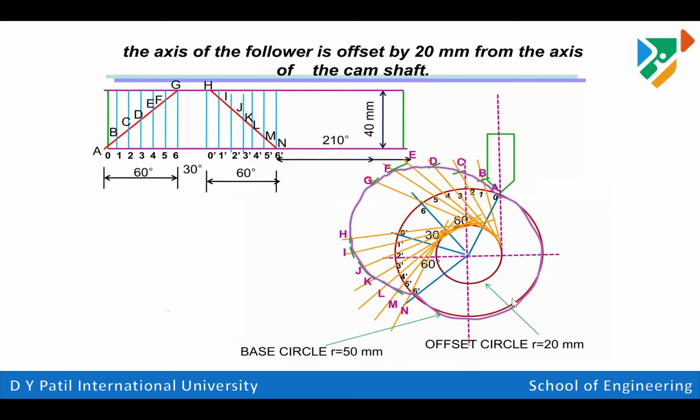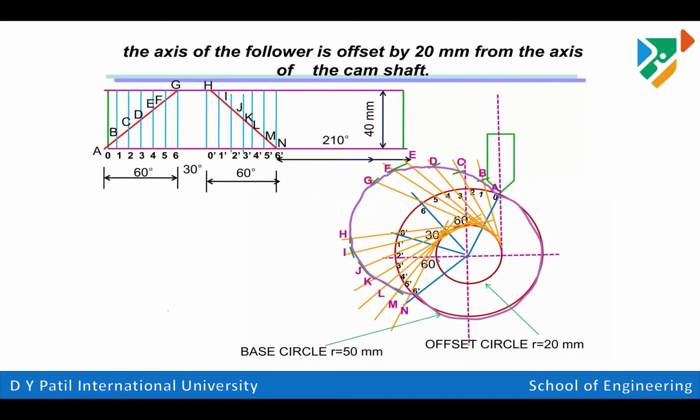Now for the offset follower, again we need to draw one circle with a radius of 50 mm, and a second circle with a radius of 20 mm. For the second circle, we'll draw one tangential line, and here we need to represent the cam orientation.